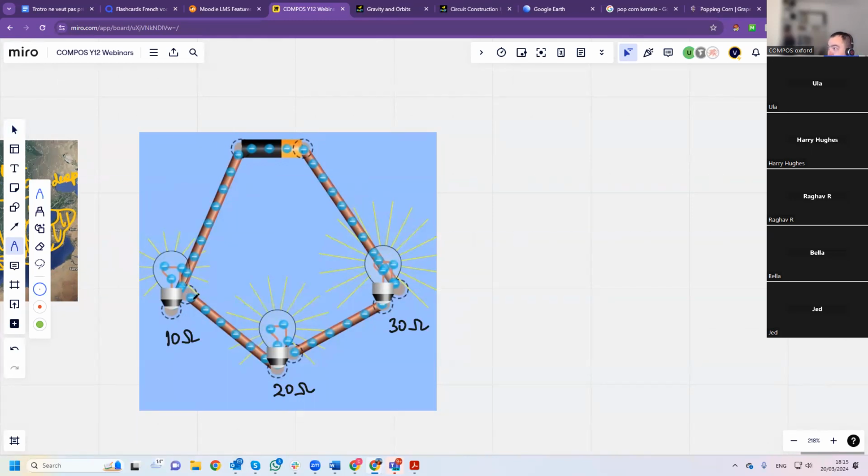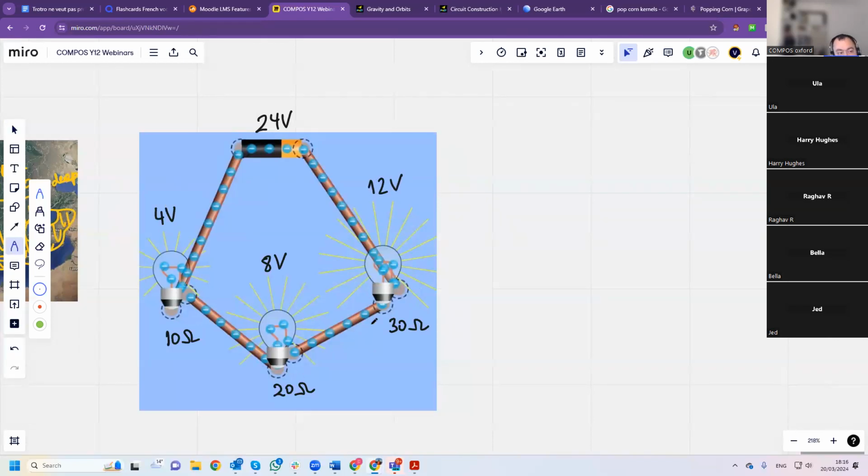Okay, one person says the first one, and another says it would be the same. So let's see. If they are in series, this is 24 volts, and the 24 volts splits between the 3 light bulbs, not in any case equally. So this can be 4 volts, this is 8 volts, and this is 12 volts.